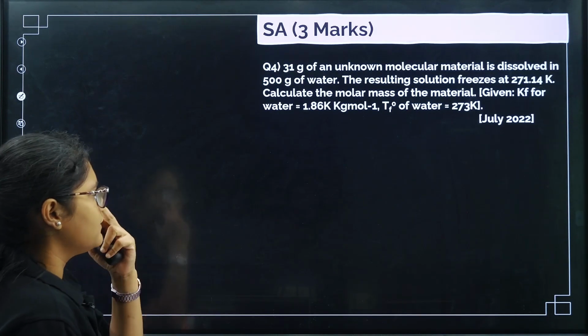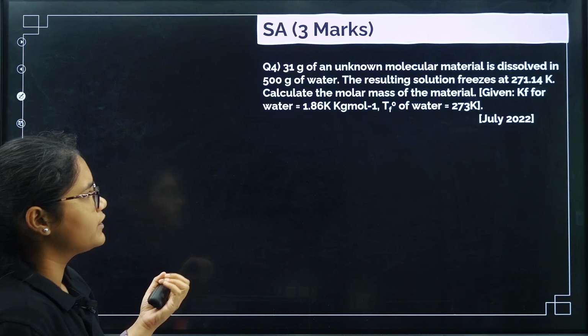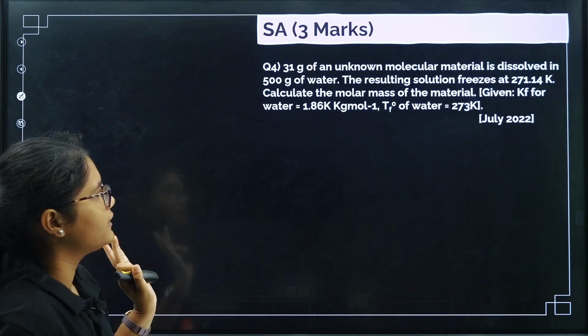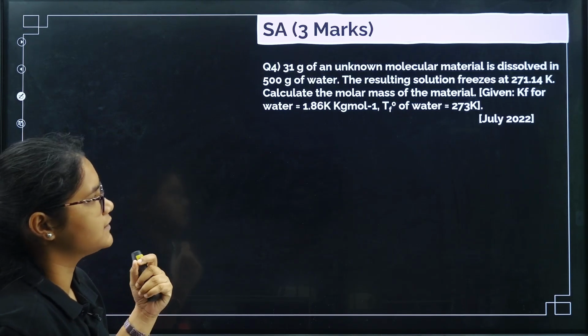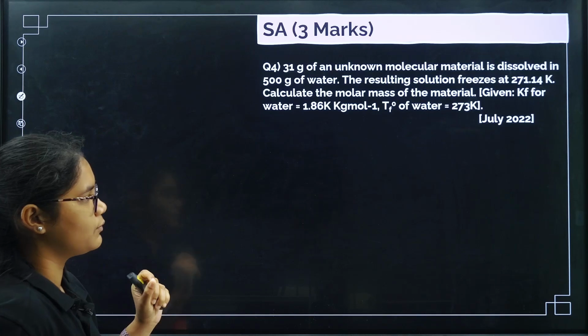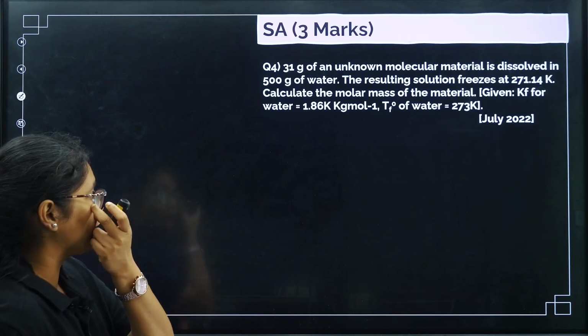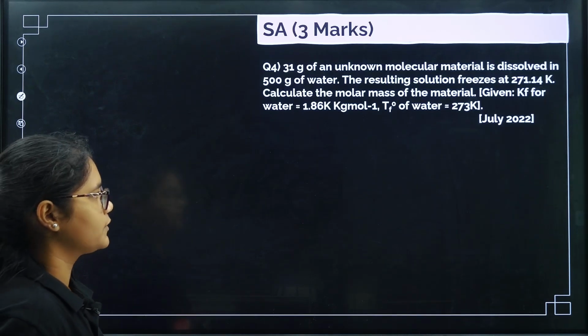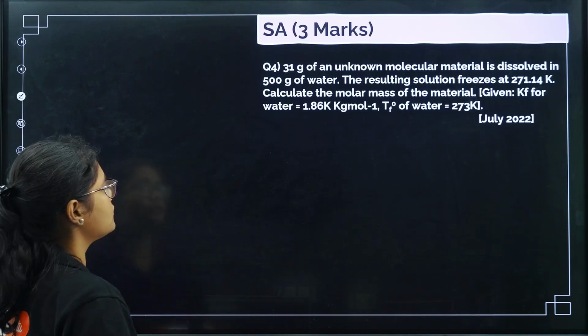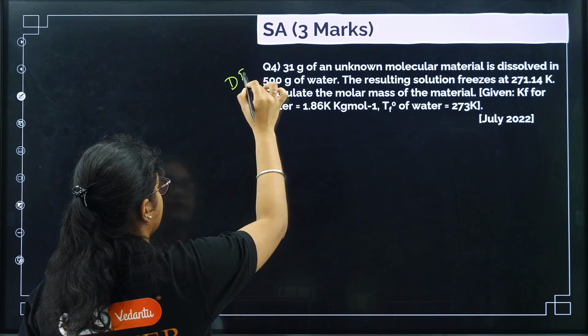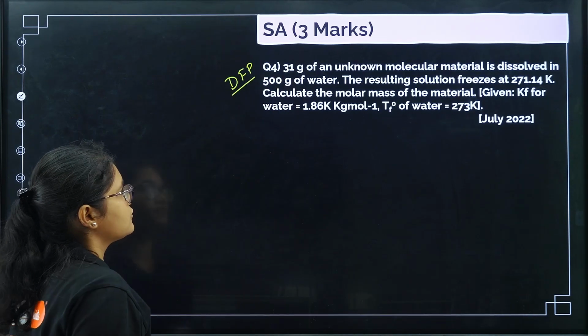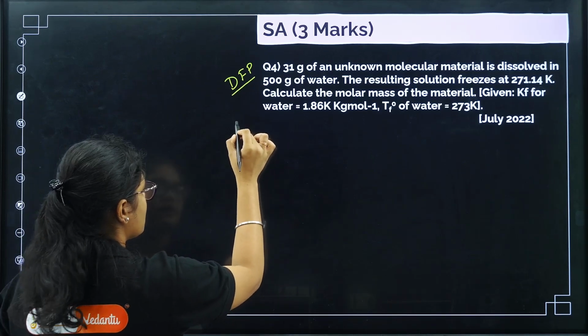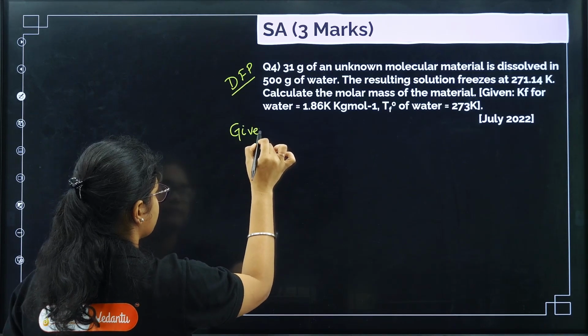Next question, 31 gram of an unknown molecular material is dissolved in 500 gram of water. The resulting solution freezes at 271.14 Kelvin. Calculate the molar mass of the material. Okay, this question is also from depression in freezing point. So first of all, let us start with the given values, right?